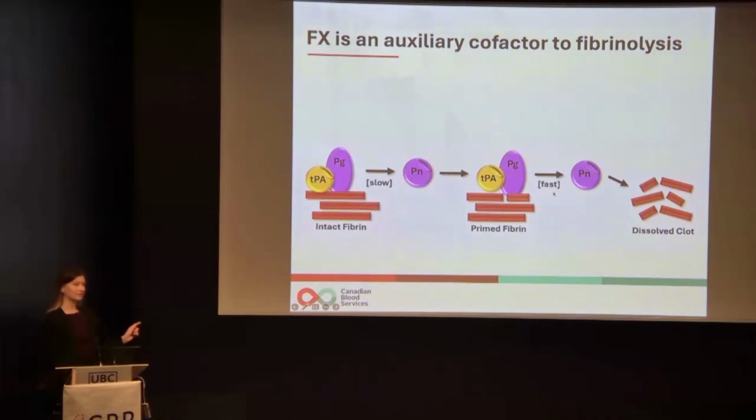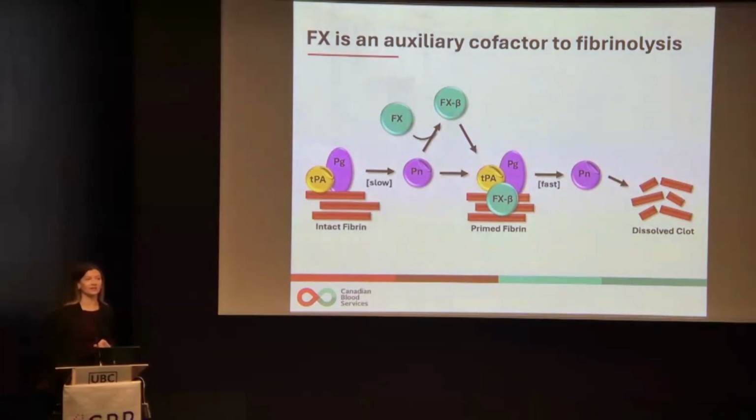Now, one of the other reasons I've broken this down into fast and slow is to include an adjunct, which is factor 10. Now, factor 10, normally part of the clotting cascade, can be cleaved by that preliminary amount of plasmin into factor 10 beta. And factor 10 beta happens to be a wonderful auxiliary cofactor to the fibrinolytic process by bringing together more TPA and more plasminogen to help generate plasmin and break down the clot.